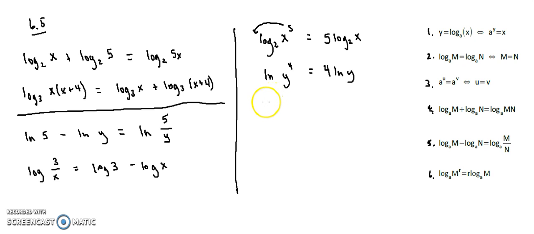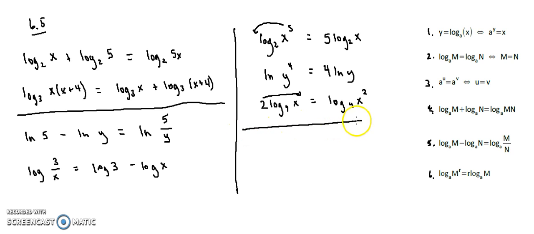Okay, and vice versa, if we have a coefficient, let's say we have 2 log base 4 of x, we can also bring that up as an exponent. Okay, so this coefficient of 2, we can bring that up and get x squared inside the log. Okay, so we can go back and forth between exponents and coefficients. Now be careful with this.